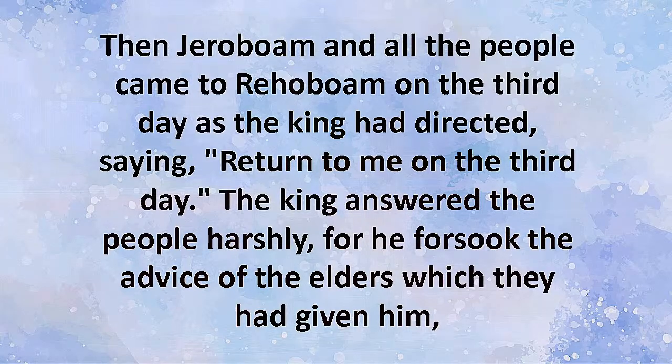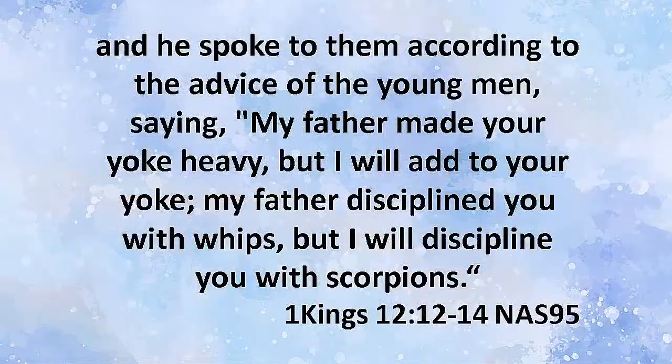So even the elders agree with the people that Solomon had placed too heavy of a burden upon God's people, and that they were basically suffering under the burden. And they agreed that the new king should back off and give them relief from the burden they've been bearing. And he spoke to them according to the advice of the young men, saying, my father made your yoke heavy, but I will add to your yoke. My father disciplined you with whips, but I will discipline you with scorpions.